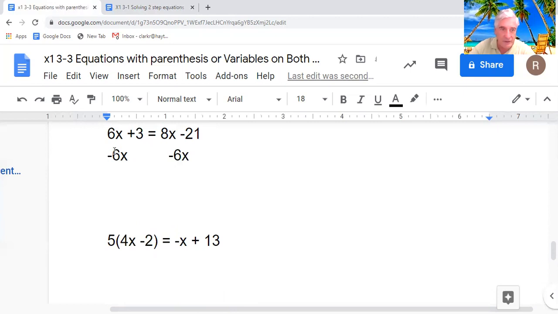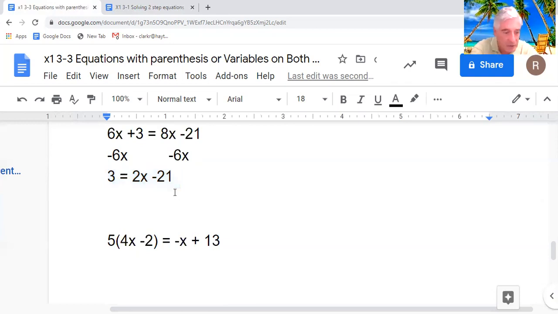After that, what do we get? We get 3 equal 2x minus 21, right? What does that look like? Does that look like what you did the other day? Two-step equation. You know how to solve that, right? We're going to add 21. We're going to divide by 2. So let me do that.